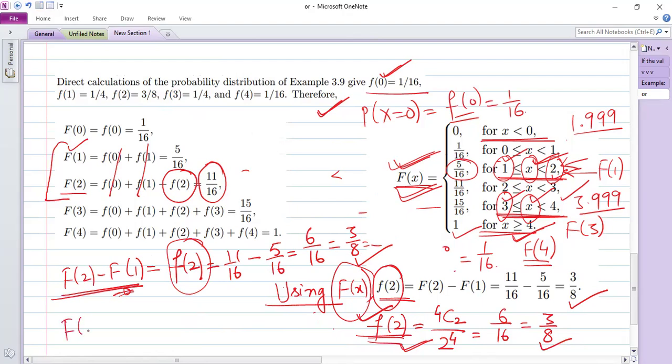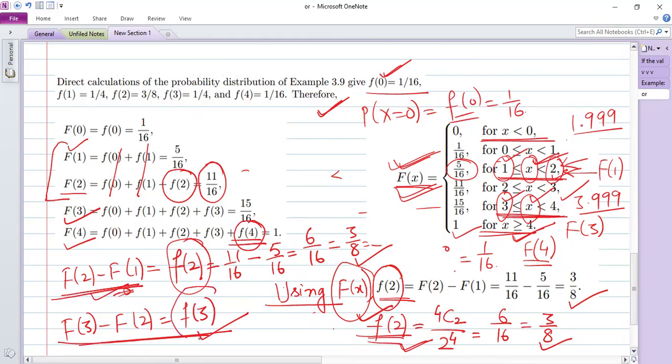Similarly, F at 3 minus F at 2 will be nothing but f at 3. So it may go on to the value of f at 4. Please mind this f at 4, the PDF, it will be nothing but F at 4 minus F at 3. And now this is the way. So whether this one or this one, these are the ways of obtaining PDF from CDF in case of a discrete random variable.